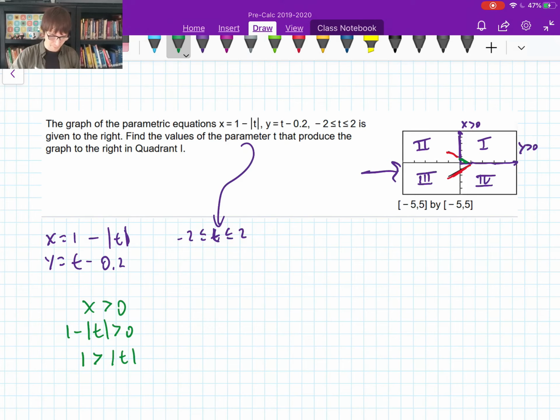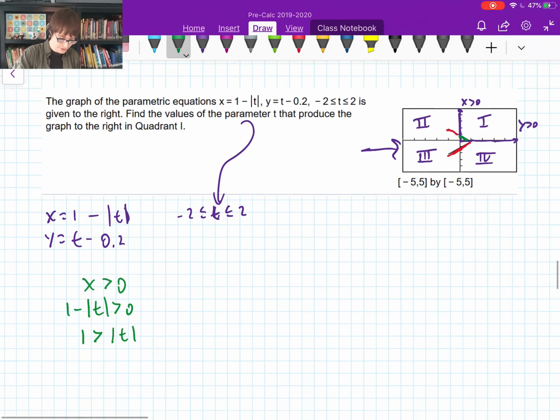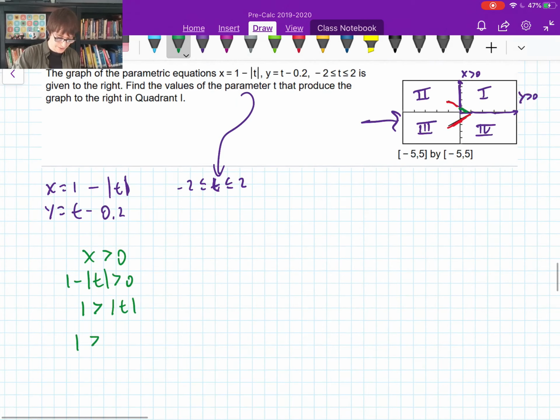Okay, now we need to get rid of that absolute value. Remember how we split up an equation with absolute value to do that? What we'll need to do is take this and split it up into two equations. So one's going to be 1 is greater than the negative of t, and the other is 1 is greater than the positive of t. Two versions, one where it's negative and one where it's positive. We're going to solve for that.